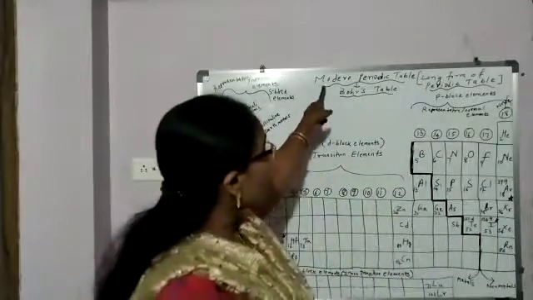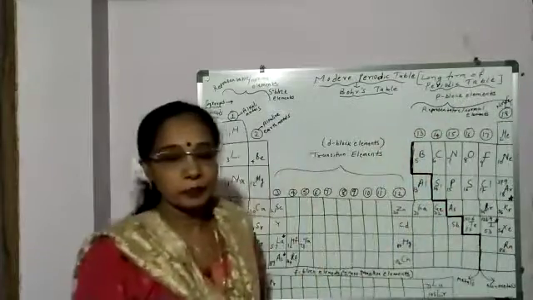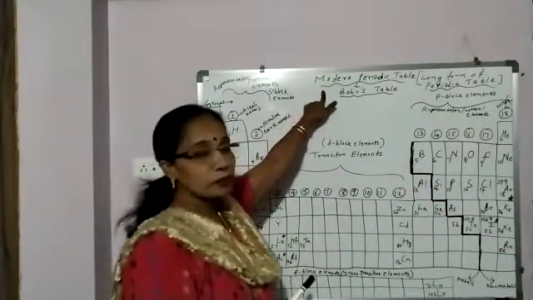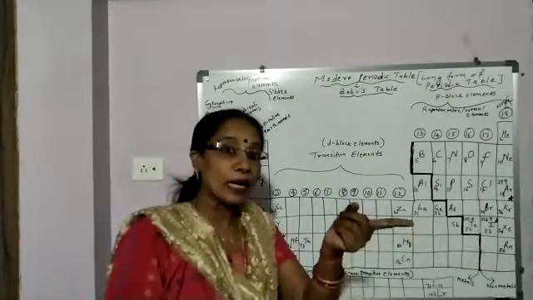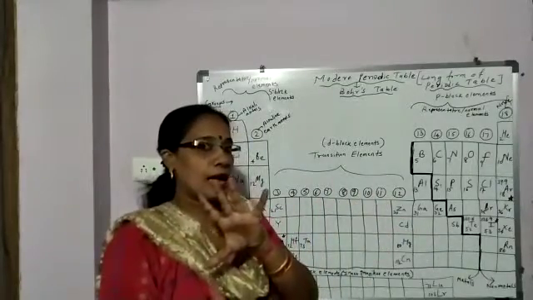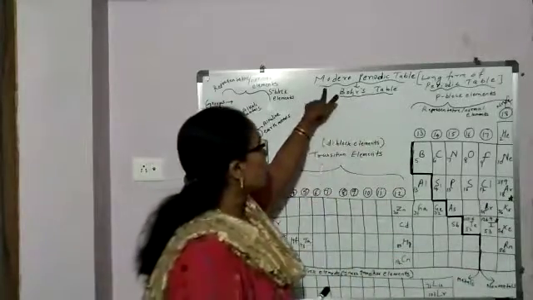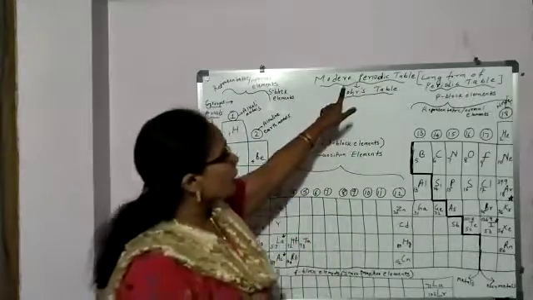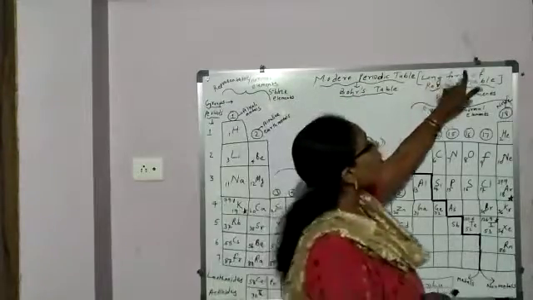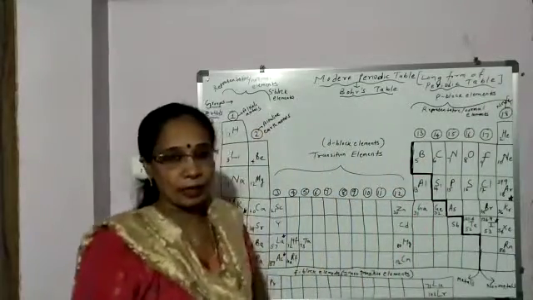And this modern periodic table is also called the long form of the periodic table. In the modern periodic table, the elements are arranged in increasing order of atomic number. And who developed this table? Neil Bohr. So this modern periodic table is also called Bohr's table, and also the long form of the periodic table. Why is it called the long form of the periodic table?